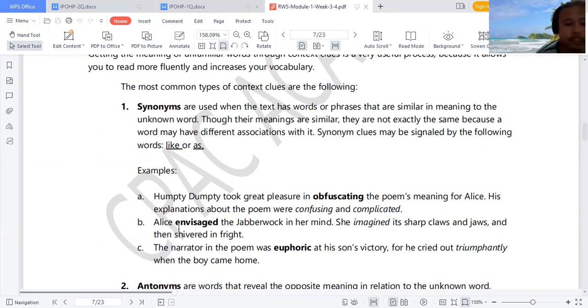All right. So, what do you mean by euphoric? Meaning happiness. Okay. For he cried out triumphantly when the boy came in. Like tears of joy. All right. So again, what's the synonym of euphoric? The synonym of that is triumphantly. So that is the synonym.